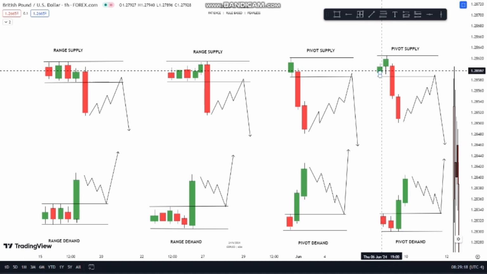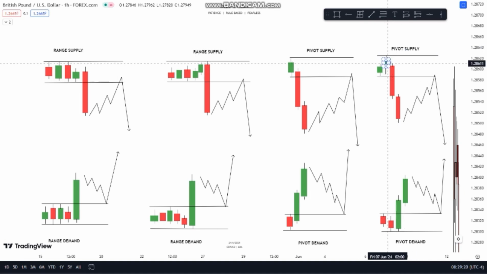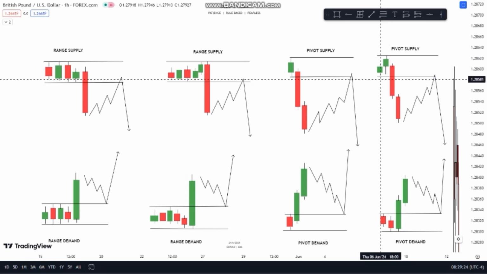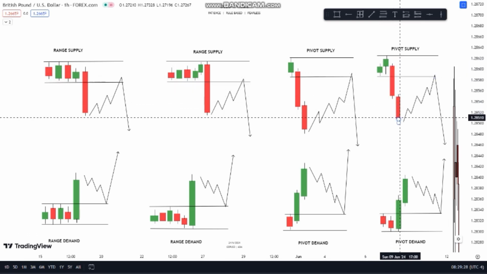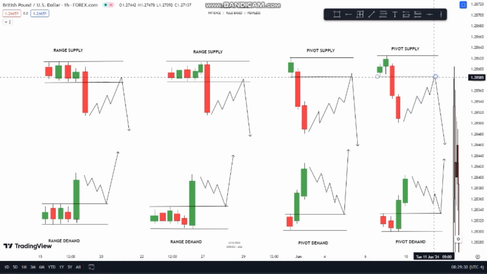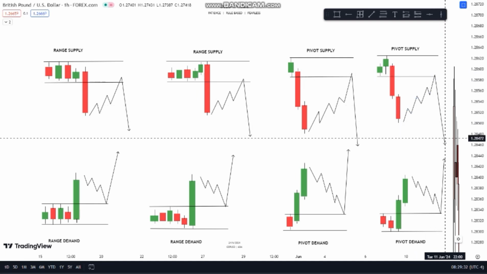This is another example of pivot supply. A short move towards the upside followed by a rapid expansion towards the downside. We'll wait for the retest, then boom, we sell. So this is the textbook example of supply and demand. So let's move over to a live chart and see what supply and demand looks like.